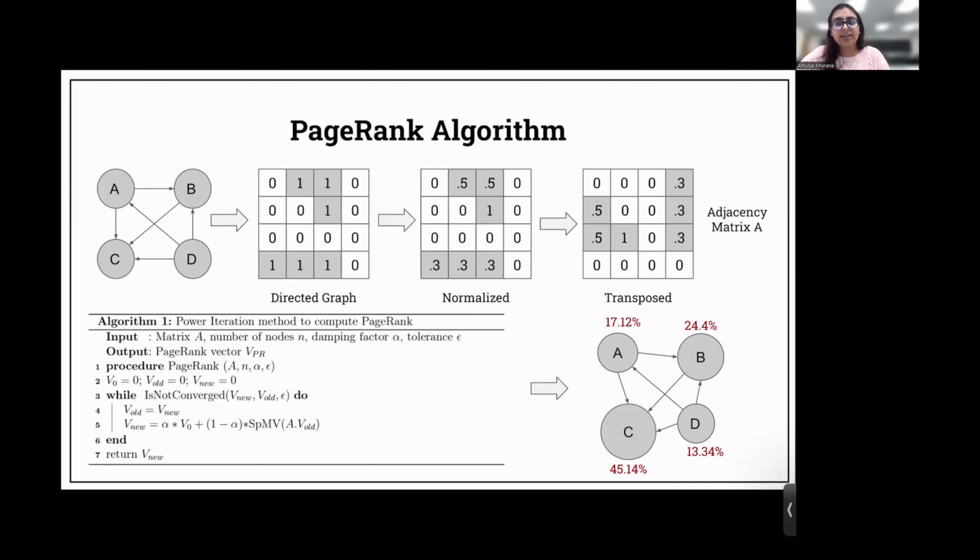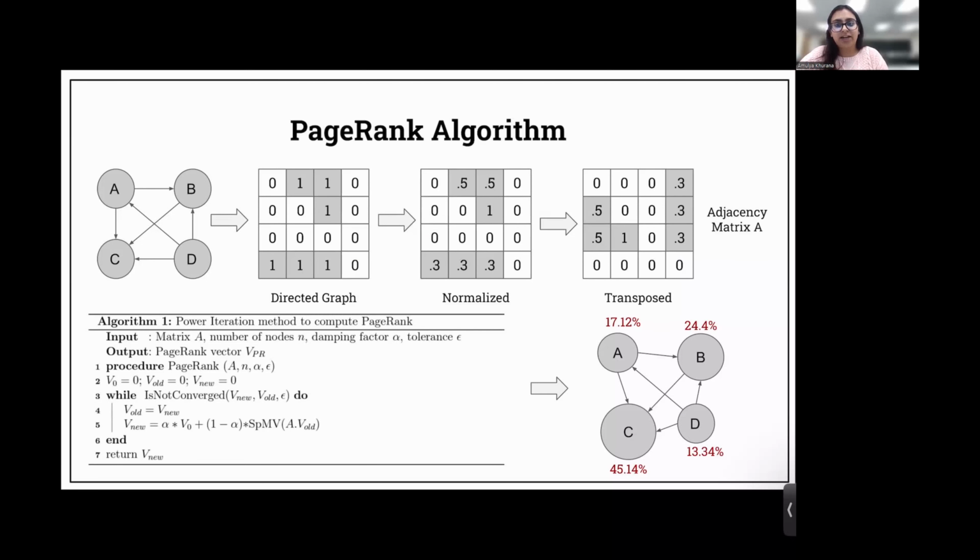It works by counting the number and quality of links to a page to determine a rough estimate of how important the website is. A web is represented as a directed graph with web pages as the vertices and hyperlinks between them as edges. The algorithm implementation takes a normalized and transposed version of this matrix called the adjacency matrix and performs iterative SpMV on it until convergence is achieved. The vector result from this computation contains the ranks or importance scores of the web pages in the web.